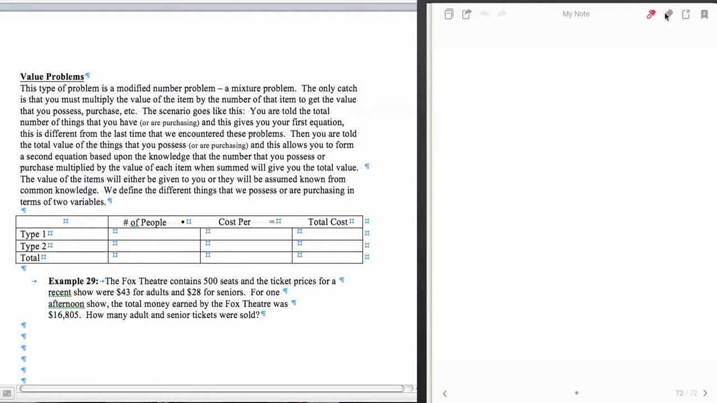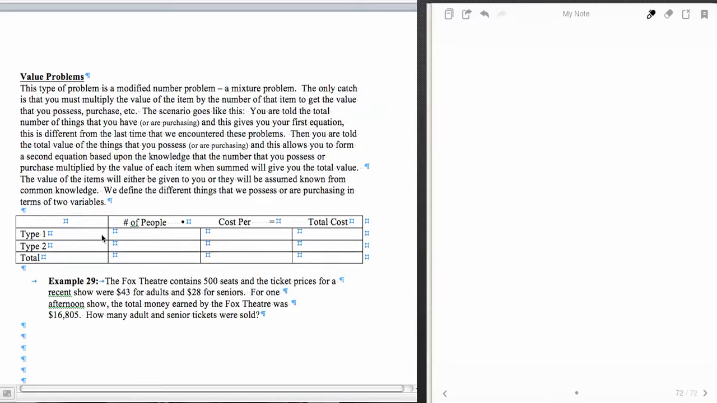Alright, this continues our value problems. So in our value problems, what we're going to do is set up some tables to help us. And I'm going to show you how to use tables to help you do a lot of different problems. And the way that I want you to set up tables, if you're going to use tables, is to set up the different scenarios where we're seeing the same thing occurring.